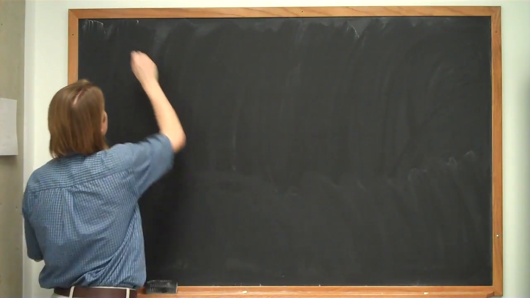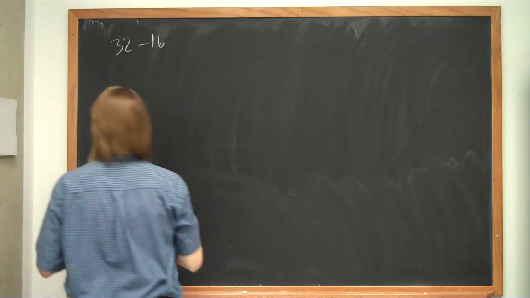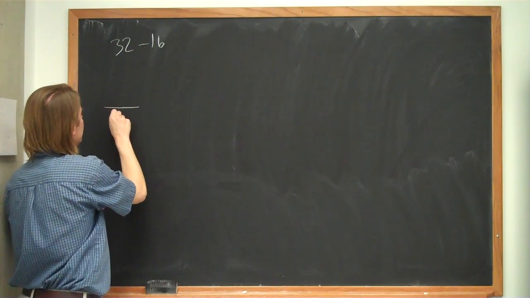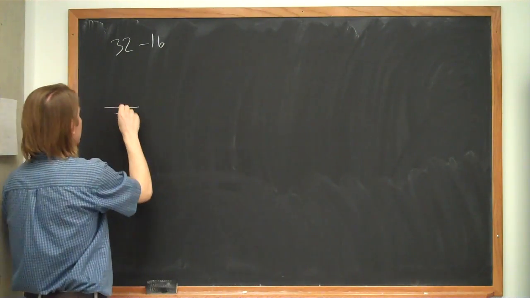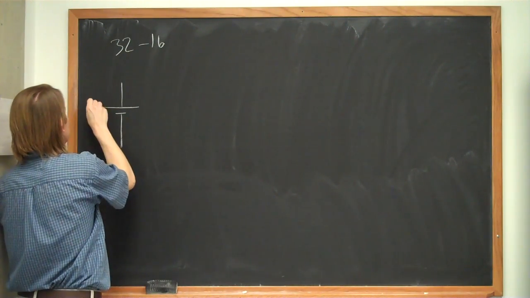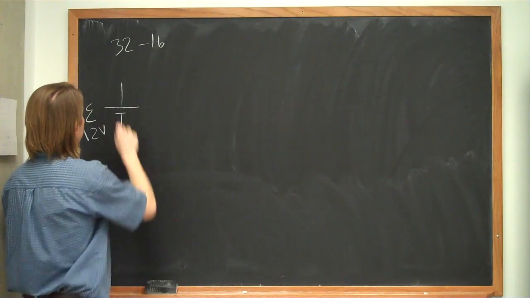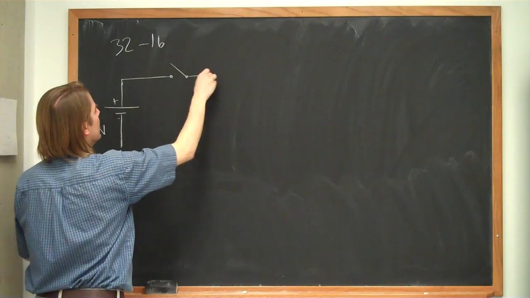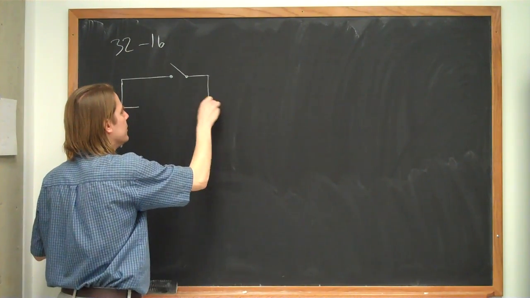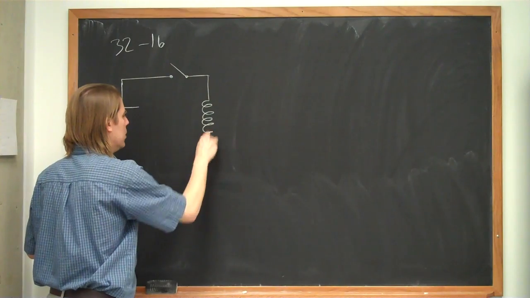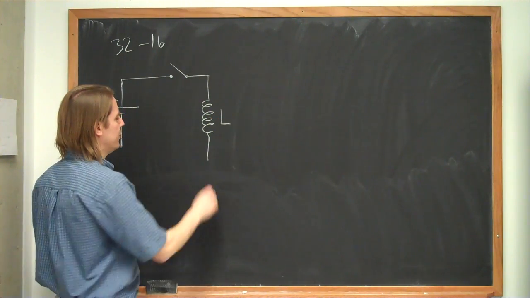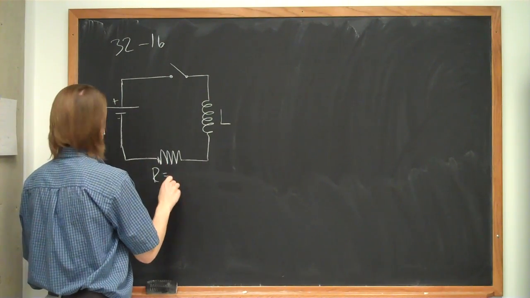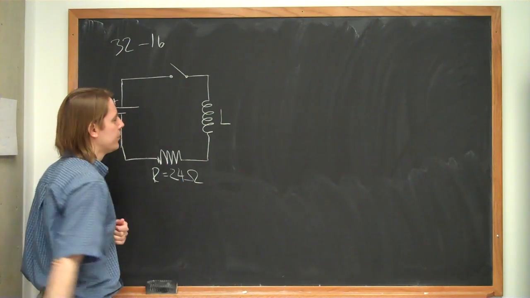Okay, 3216 says we have a circuit, an LR circuit. It has a battery with an EMF of 12 volts, and it has a switch so that we can define when time equals 0, and it has an inductor with inductance that's going to vary. We'll think of a few different kinds of inductance. And it has a resistor R equals 24 ohms.